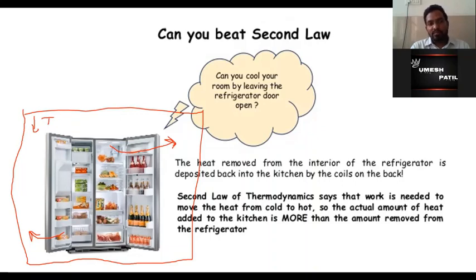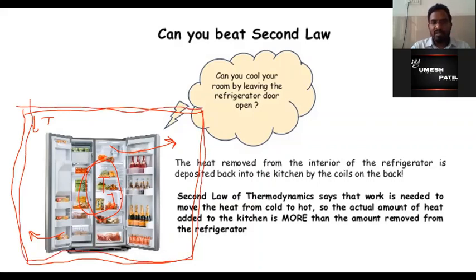We know that the function of refrigerator is to cool this space, right? If I close this door, this will be closed space of the refrigerator, and the function of refrigerator is to reduce temperature of this one. Now if I open the door, the whole room will be now space of this refrigerator, right? So in that case, if I open the refrigerator door, will the temperature of that room drop or increase?